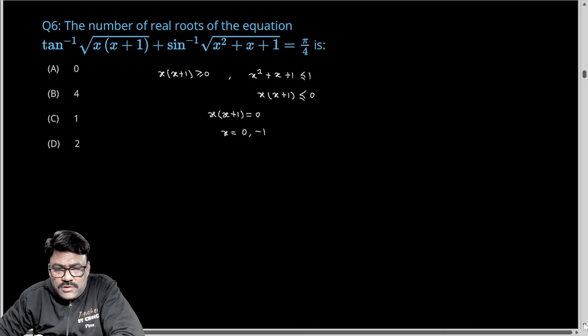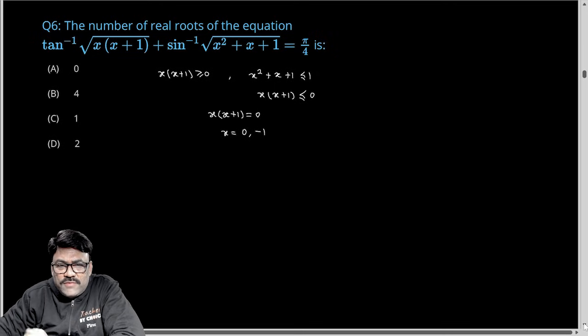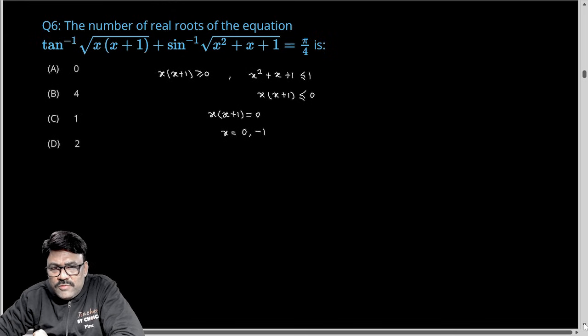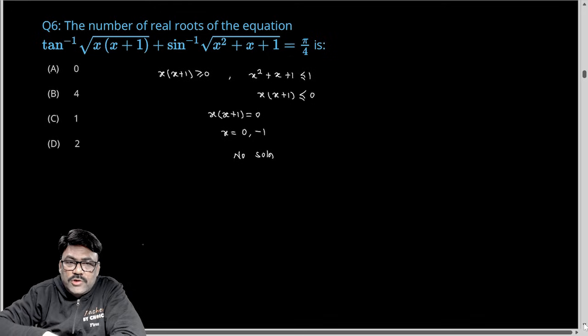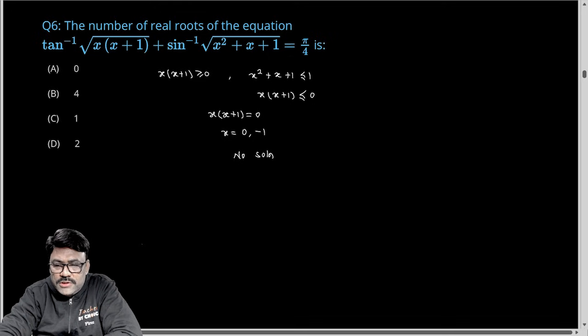Now let's check which of these 2 points satisfies the equation. If I put x squared plus x as 0, tan inverse 0 will be 0, sin inverse 1 will be pi by 2. So for both these points, tan inverse 0 is 0, sin inverse 1 is pi by 2. The left hand side becomes pi by 2. So none of these 2 points satisfy the original equation, and hence the given equation has no solution. Number of real roots will be 0 here. Option A.